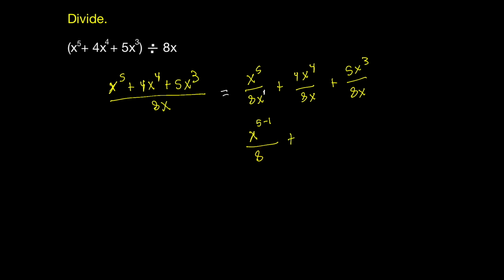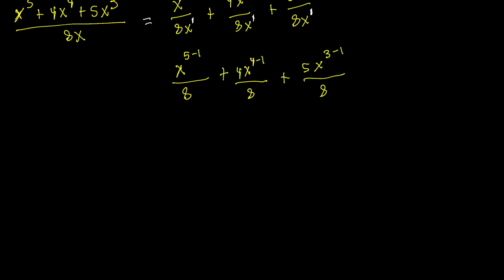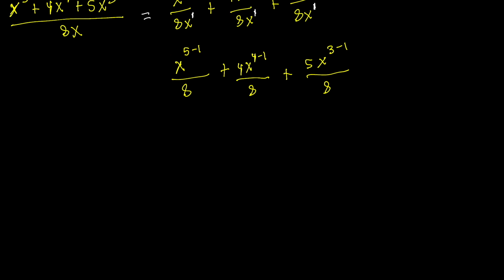And then for the following fraction, keep in mind that here on the denominator we have x to the first power. And now to simplify this, I'm going to get 4x to the fourth minus 1 all over 8. And I'm going to get 5x to the third minus 1 over 8. Let's continue to simplify this. 5 minus 1, we're going to get x to the fourth over 8. And then we're going to add 4x to the third over 8, since 4 minus 1 is 3. And then 3 minus 1 is 2, leaving me with 5x squared over 8.